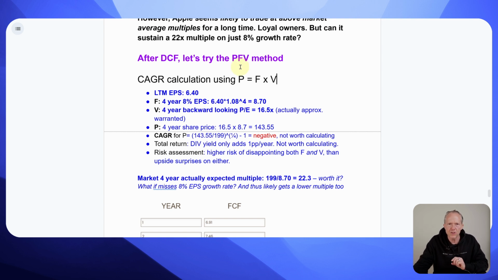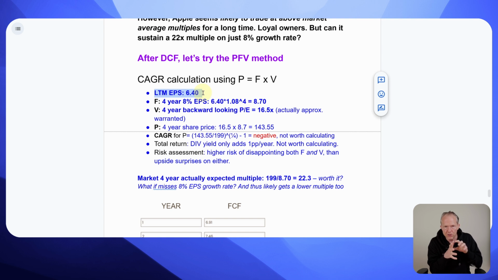But now let's move over to the more pure play P equals F times V method to see what we can conclude regarding total annual returns. So first we have last 12 months EPS level is 6.40. I consider that pretty much a representative number. Apple is such a huge behemoth, and their trajectory has been pretty smooth in terms of sales growth and profit margins. So 6.40 is a really good normalized starting point for the last 12 months.